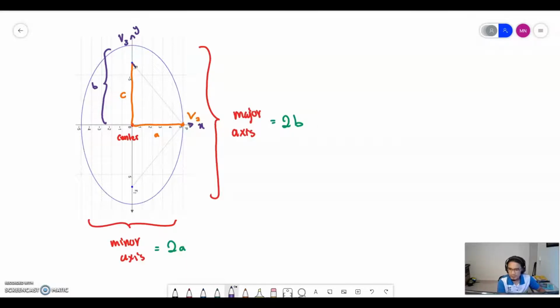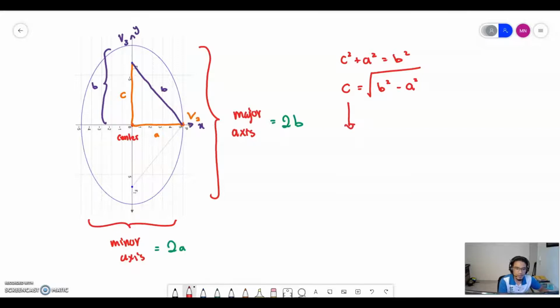So that means we will have the same length of b right over here, from the focus to the vertex. And now we will have a different formula for c. Our c square plus a square equal to b square. Now c will be equal to the square root of b square minus a square. Now this is the value that you use to find the focus points, the F1 and F2.